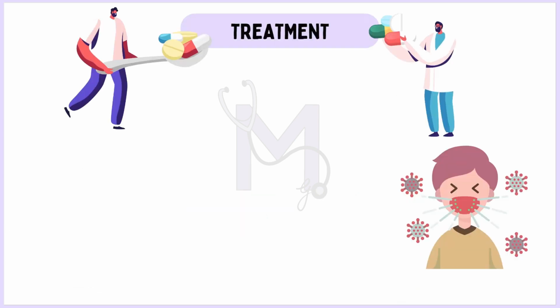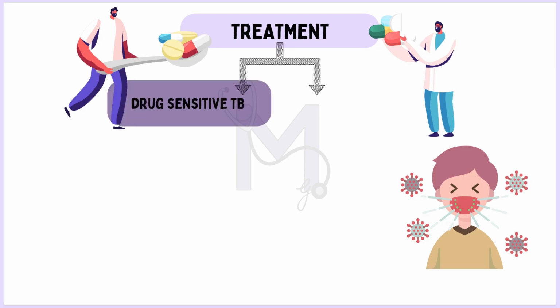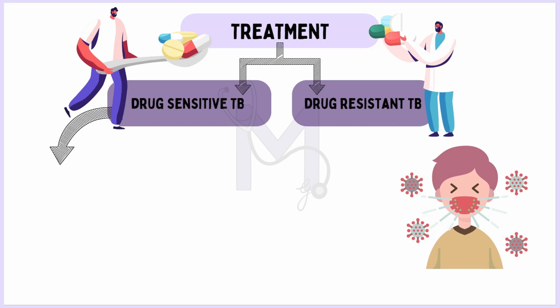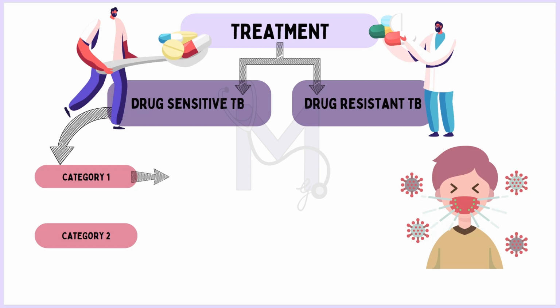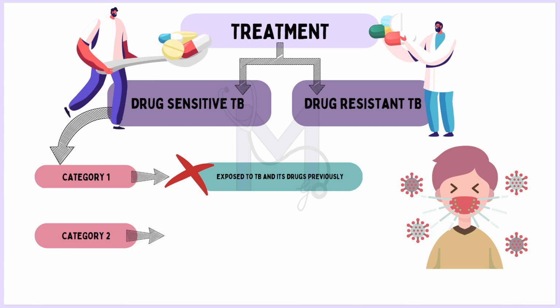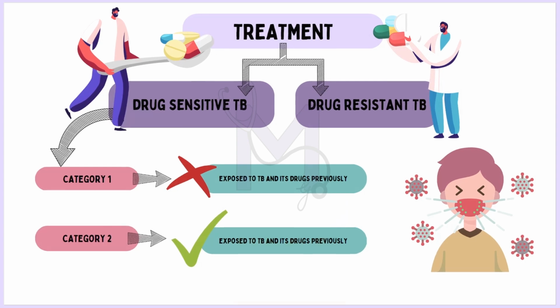Now, coming to the specifics of treatment of tuberculosis. It is divided into drug-sensitive tuberculosis and drug-resistant tuberculosis. Let us discuss drug-sensitive tuberculosis first. The patients under this are again divided into two categories, Category 1 and Category 2. The Category 1 patients are those that haven't been exposed to tuberculosis and its drugs previously, while those in Category 2 are the patients that have been exposed to tuberculosis and its drugs for treatment.